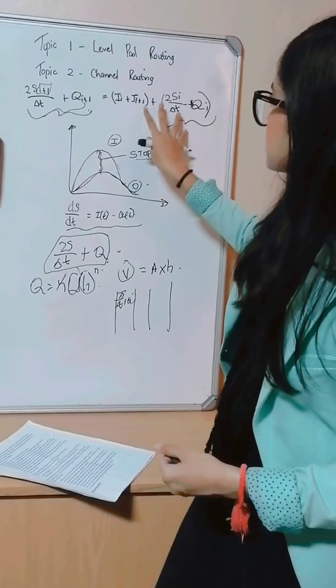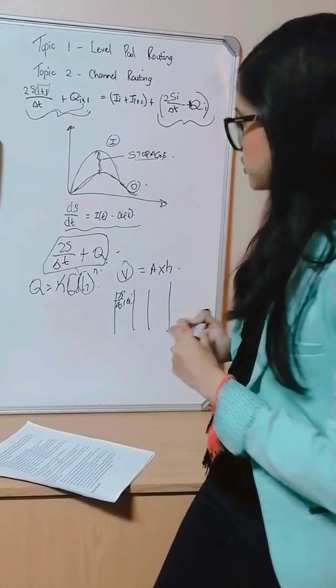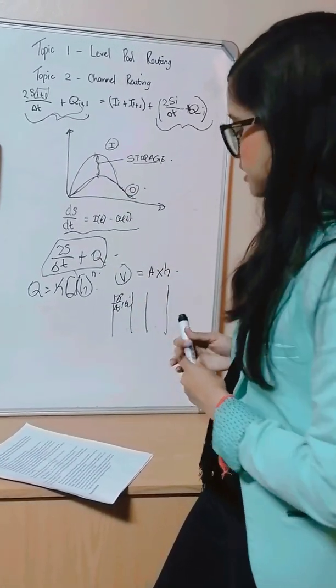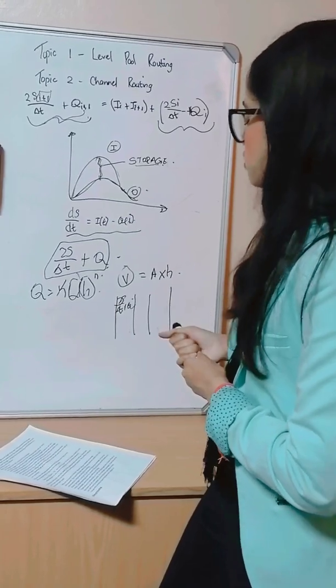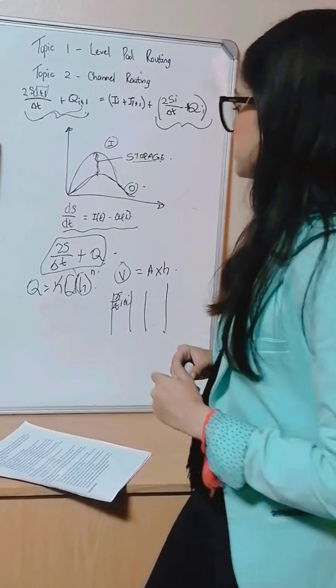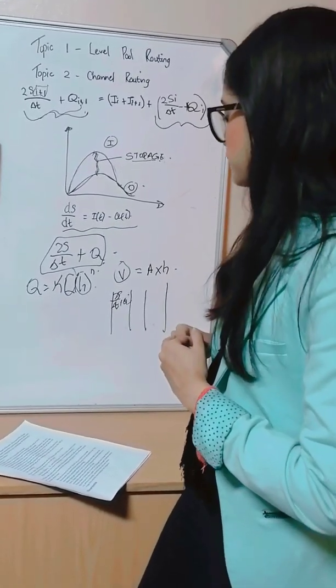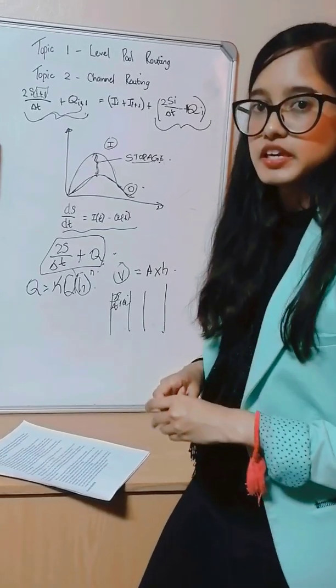We'd have this in another segment and this too. What we would do once we have found all these parameters is we will graph it. We will graph the 2s over del t plus q and the outflow, and we would find our peak.